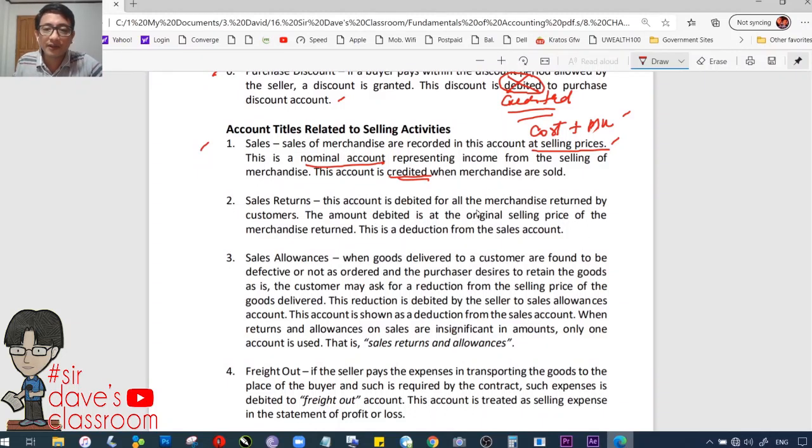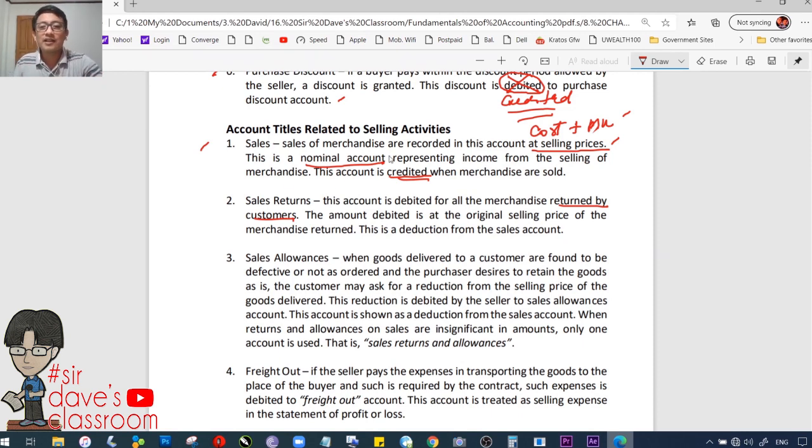This account is debited for all merchandise returned by customers. The amount debited is at the original selling price of the merchandise returned. So tulad kanina, nung nagpa-purchase ka at may isinaoli ka dun sa seller, ang tawag purchase returns. Ngayon at ikaw naman na yung nagbibenta at may isinoli yung customer sa'yo, ang tawag doon sales returns.